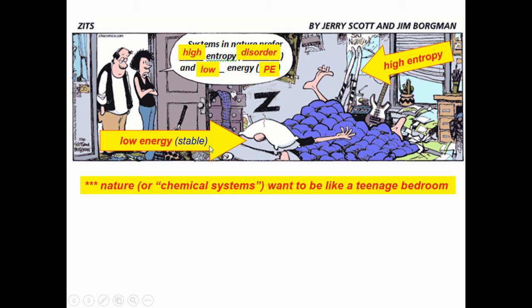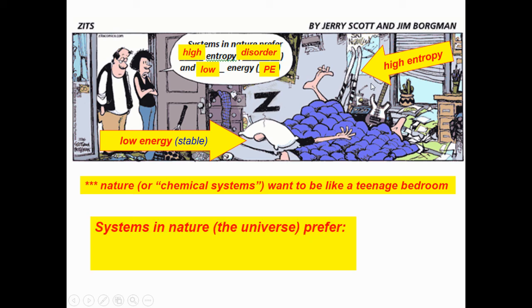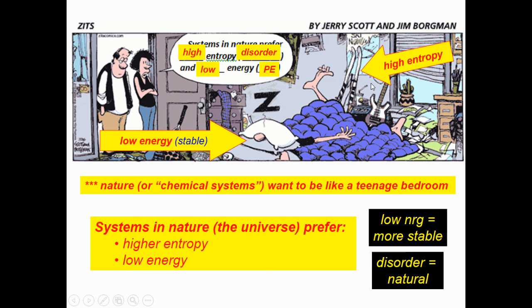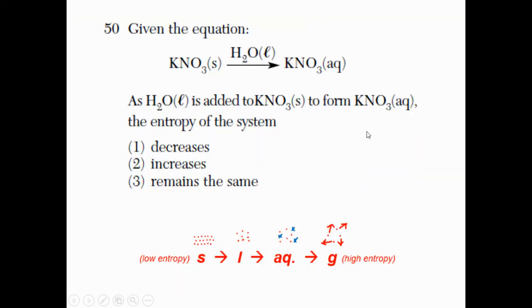Things that have low energy are very stable. The universe wants to move towards a low energy situation because it's more stable. But the universe also likes disorganization and high entropy. So systems in nature prefer high entropy and low energy. Low energy is more stable, and disorder is natural. Okay, a couple more practice questions.